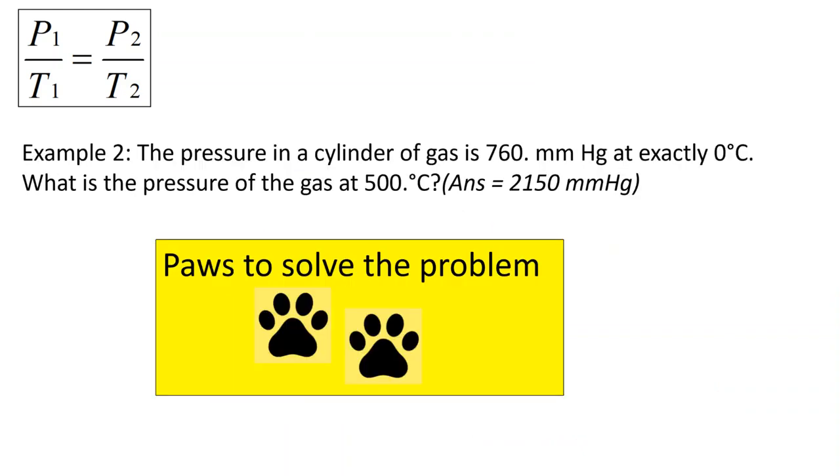Okay, now it's your turn. The pressure in a cylinder of gas is 760 millimeters of mercury at exactly 0 degrees Celsius. What is the pressure of the gas at 500 degrees Celsius? I have the answer, so you can check yourself. Pause to solve the problem and restart when you're ready to check.